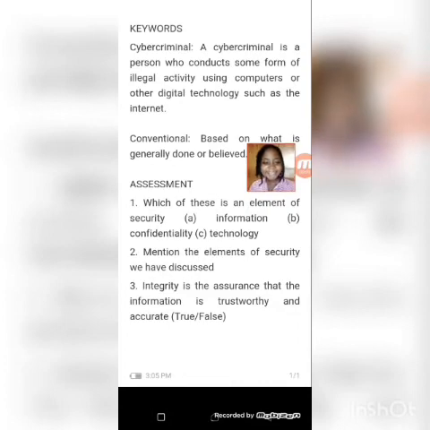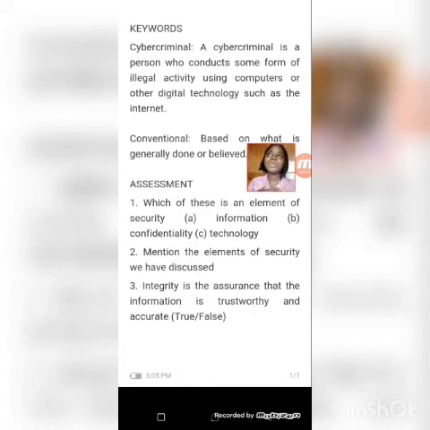Welcome to the keywords. So cyber criminal, we talked about it, right? Where we said that cyber criminals sometimes make it possible that the information that should be made available at the right time to the right people is not available. So who is a cyber criminal? A cyber criminal is a person who conducts some form of illegal activity using computers or other digital technology such as the internet.